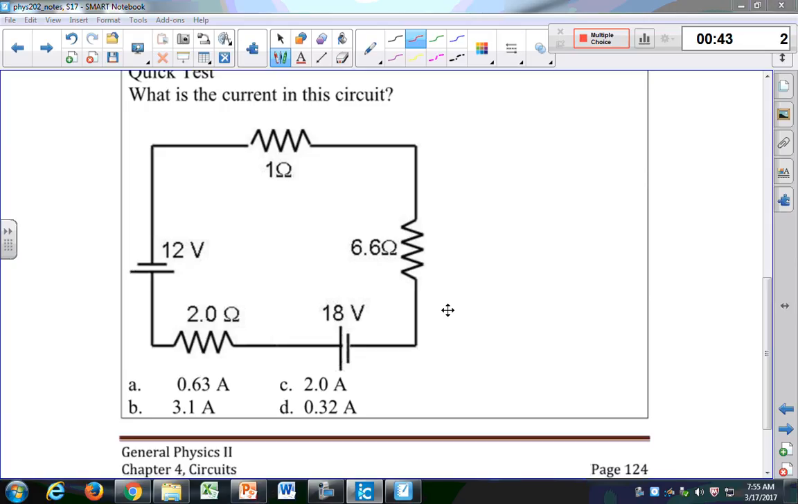You're going to pick a direction for the current. It doesn't matter what direction you pick. Just pick one, clockwise or counterclockwise. And then pick a direction to travel through the circuit. Start at a point, go through each element, and ask yourself, is this a positive or a negative change in potential? Add all those up, set them equal to 0, and then you can solve for the current.